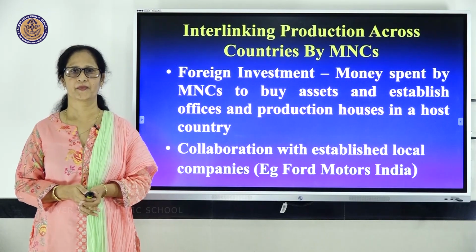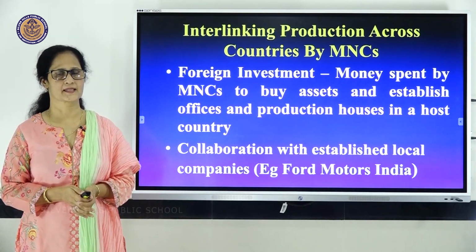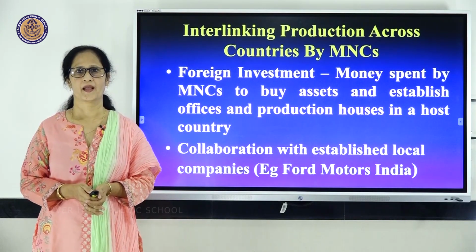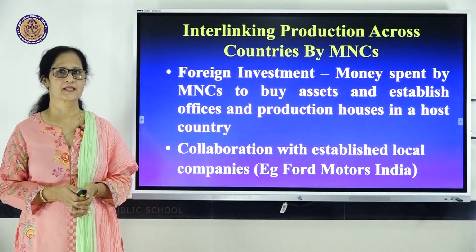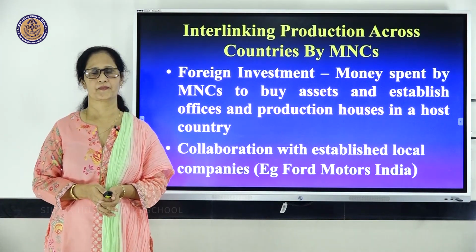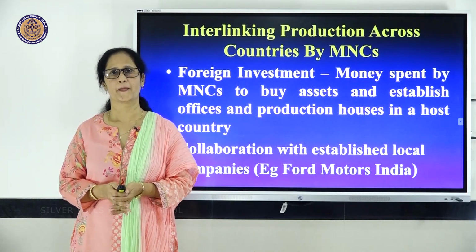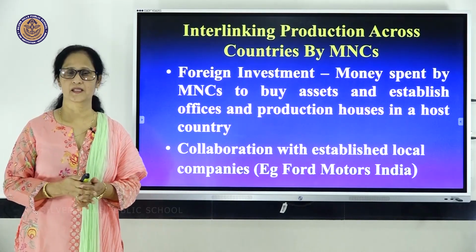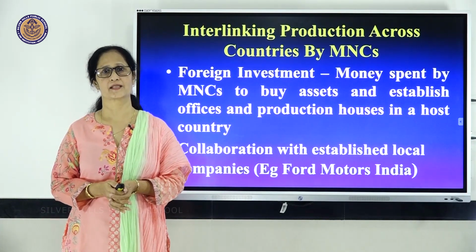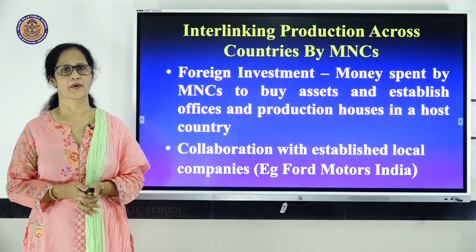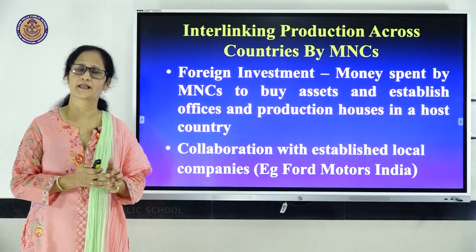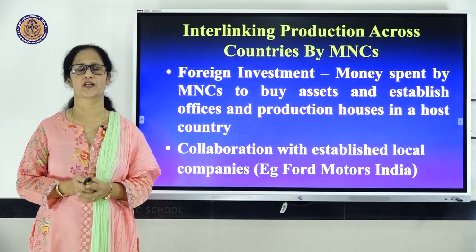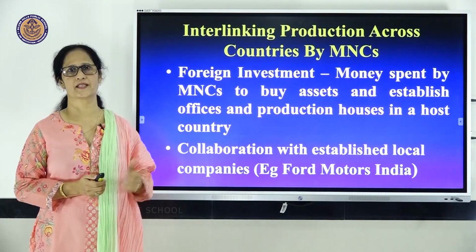Once they are assured of these conditions, the MNCs start their production process, factories, industries and offices in the chosen location. The money spent for buying assets like land, buildings, machines and equipments is called investment. And when the investment is made by an MNC, it is called foreign investment. So, the first method of operation by MNCs is foreign investment. They invest their capital, large amount of capital, in chosen locations in developing countries and set up their production. And by doing this, they are interconnecting or integrating their home country with the host country.